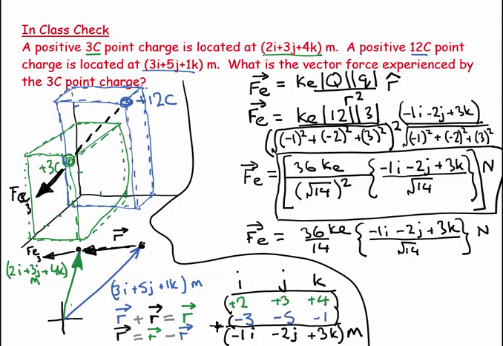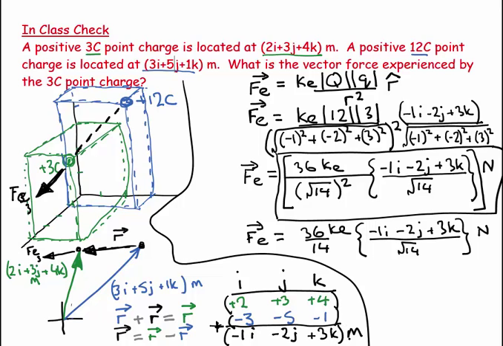And then I'm doing vectors. So the blue plus the black equals the green, so black equals green minus blue, and the green vector was plus 2i plus 3j plus 4k. Rather than subtracting the blue vector, I've learned to add the opposite of the blue. So it's minus 3 rather than plus 3i, minus 5 rather than plus 5j, and minus 1 rather than plus 1k. And I do my math, and I get minus 1i minus 2j plus 3k. That's the vector which goes from the 12 Coulomb to the 3 Coulomb.